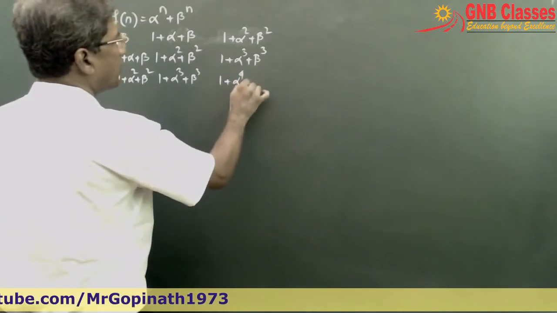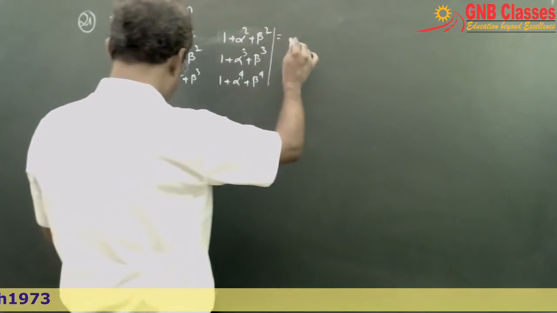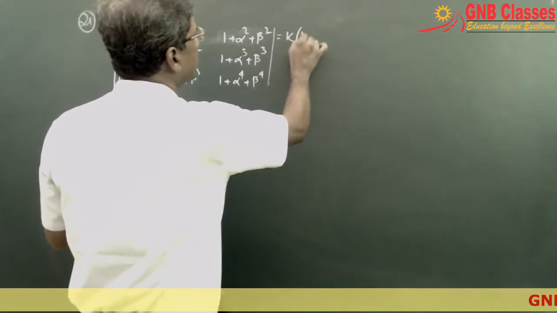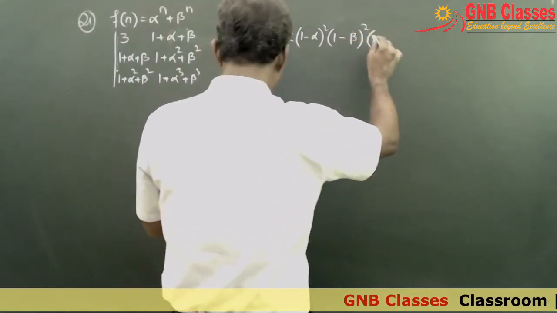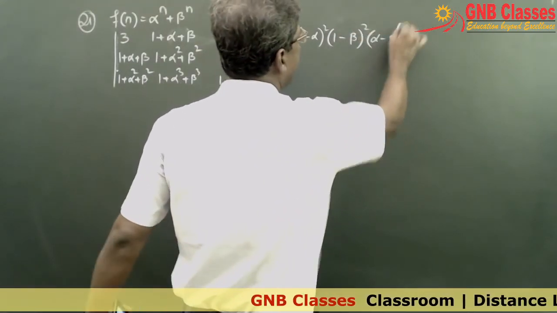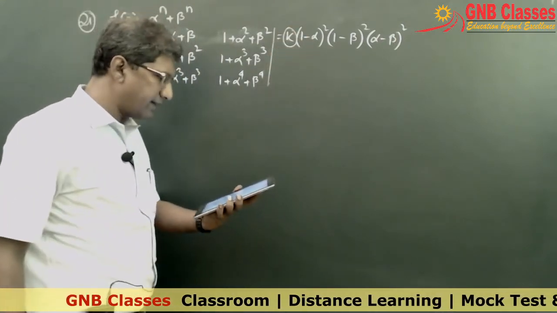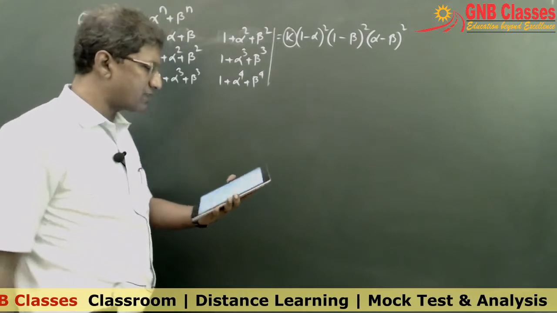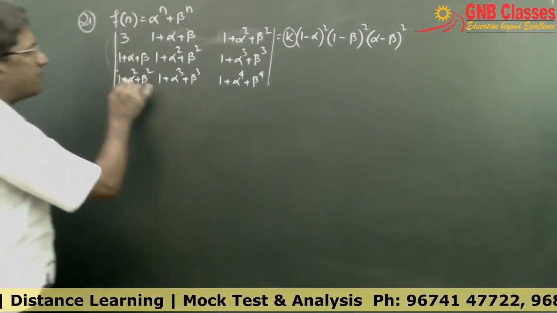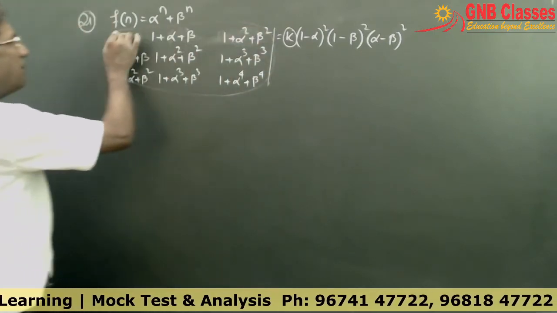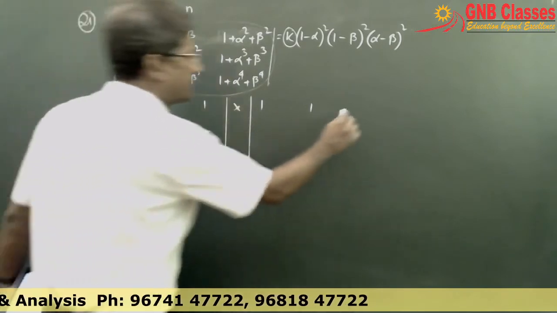alpha to the power 4 plus beta to the power 4, and they have given us k times 1 minus alpha whole square, 1 minus beta whole square, and alpha minus beta whole square, and they have said to find out the value of k. Then k is equal to, four options are given to us. Now you observe carefully. I'm writing this determinant as a product of two determinants.